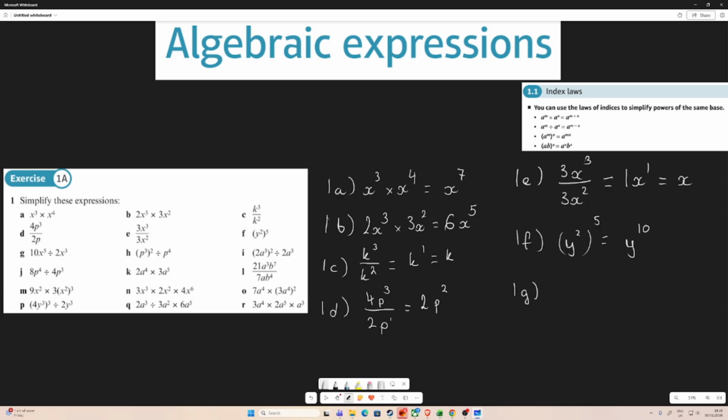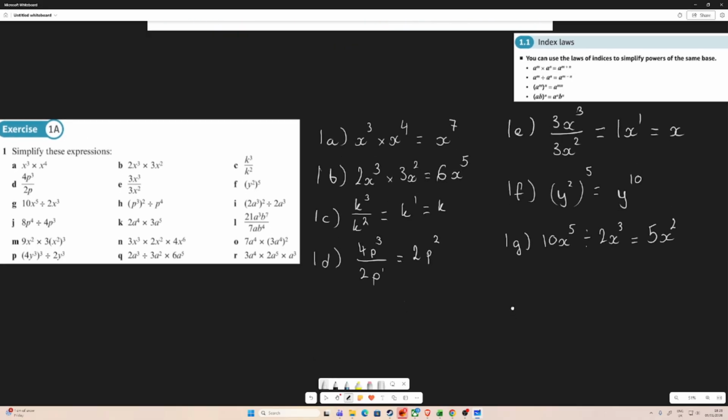1g. We have another quotient just written differently, so 10x to the 5 divided by 2x cubed. 10 divided by 2 is, of course, 5, and then x to the 5 divided by x to the 3 is x squared. Good start.